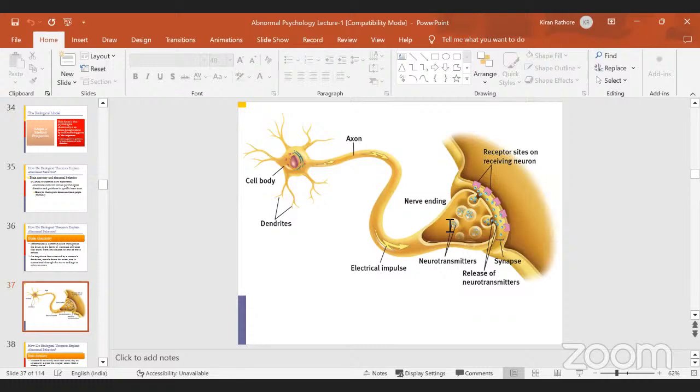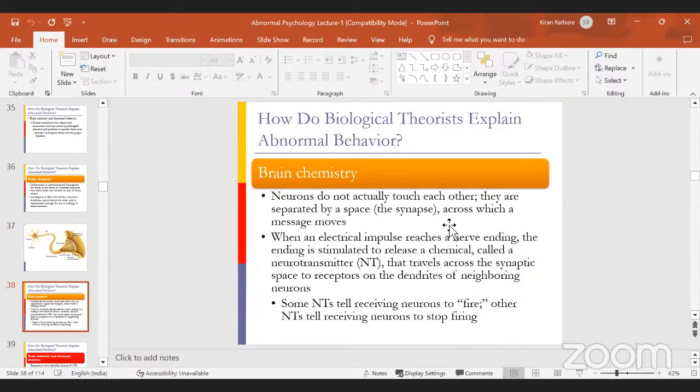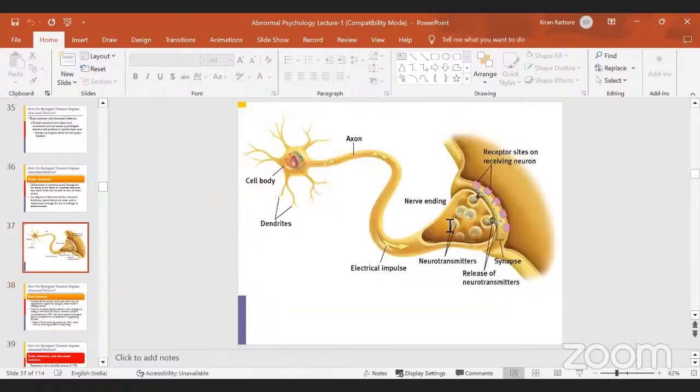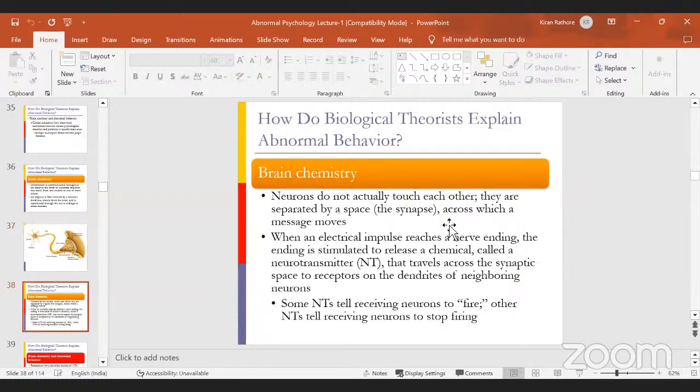Okay, so if there is some imbalance... there are different neurotransmitters in our brain. For example, serotonin, GABA, dopamine. These are some of the names of neurotransmitters, and they are very important. If there is an imbalance in any of these neurotransmitters, then proper messages are not carried from one neuron to another, which can trigger abnormal behavior.